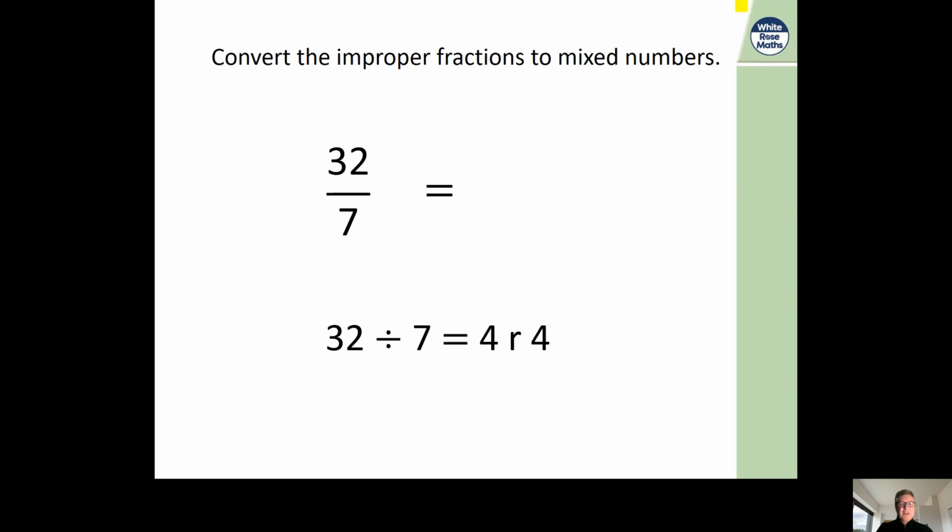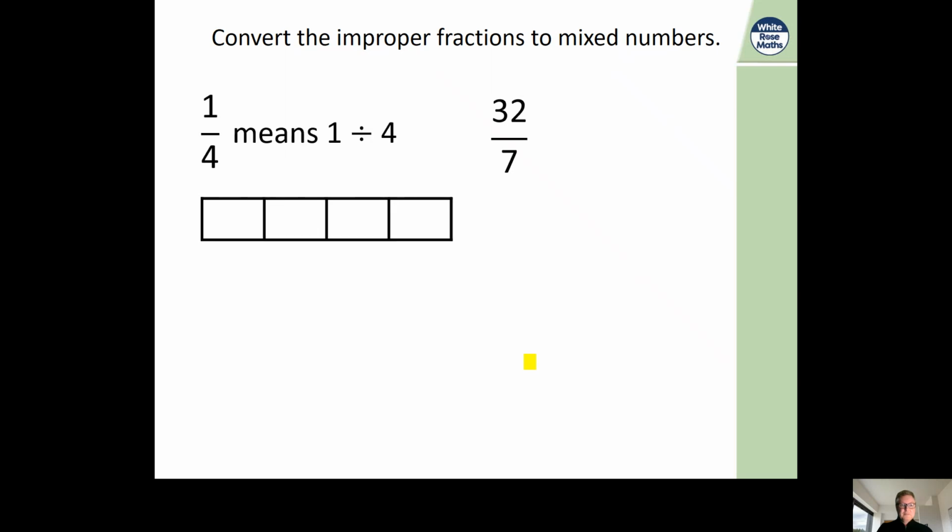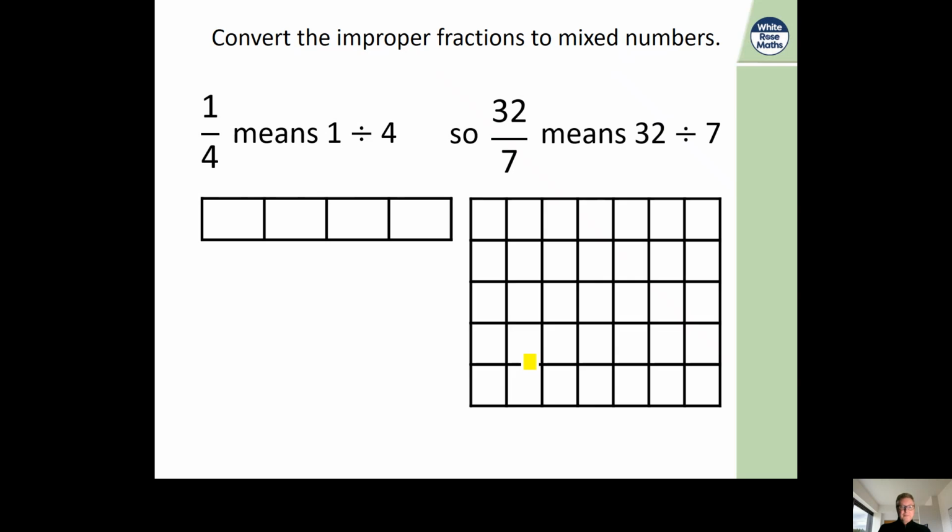So how many sevens are there in 32? 4. So that's fine. But what's here? What do we do with the remainder? It's 4 sevenths. Okay.